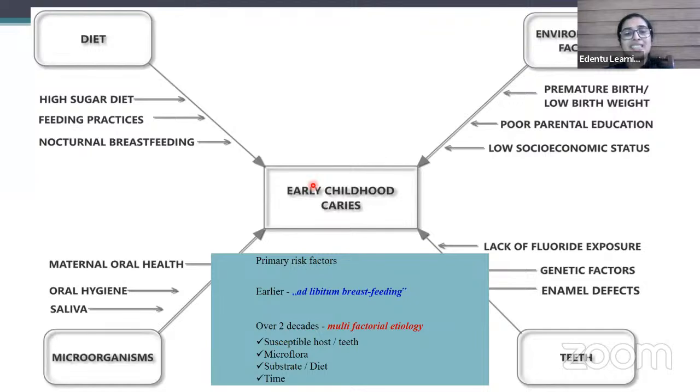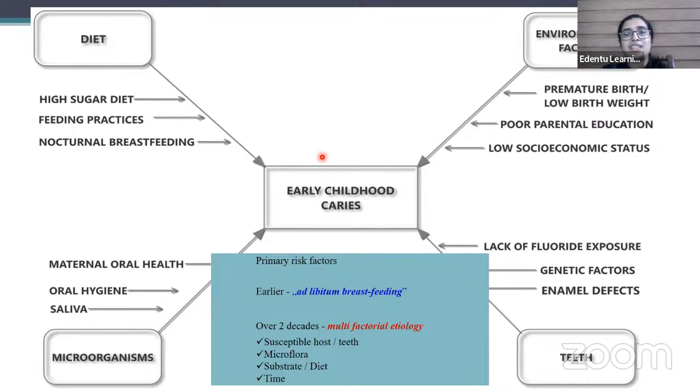So talking about early childhood caries, you can see that there's a multifactorial etiology involved. Basically, the primary risk factors would be ad libitum breastfeeding, which is nothing but at-will breastfeeding. Along with that, we have the susceptible host or the teeth, microflora, the substrate or the diet in which we have sucrose. And then we also have time, which is a very important primary risk factor. Talking about the diet, the high sugar diet or feeding practices, as well as nocturnal or night breastfeeding, are considered a very common etiology of ECC.